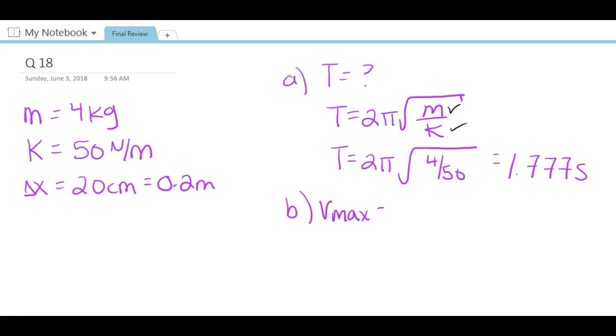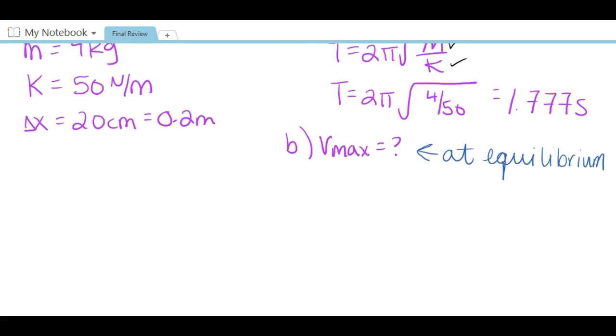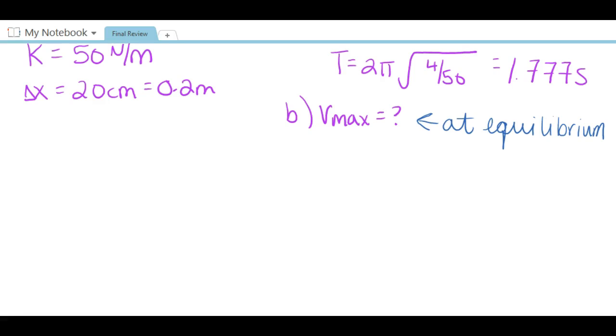Second part is to find the maximum speed. So the first thing to do is to figure out where that maximum speed is located. And anytime you have a maximum speed for this, it's at the equilibrium position. So as it travels through equilibrium, it's going to move the fastest. So when we solve this, we're going to solve it by using conservation of energy, which says that energy initial is equal to the final energy.